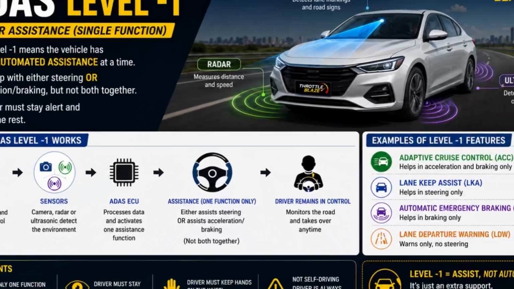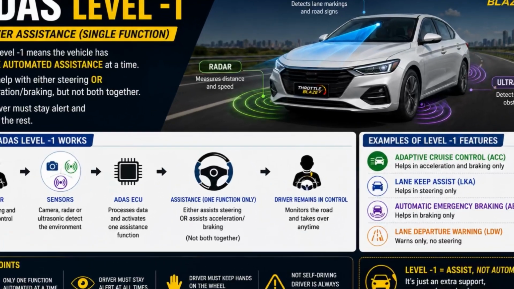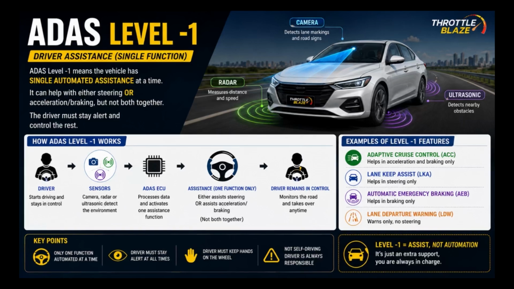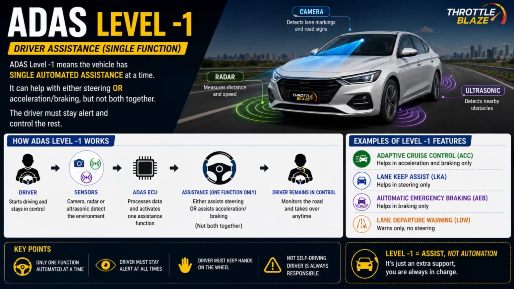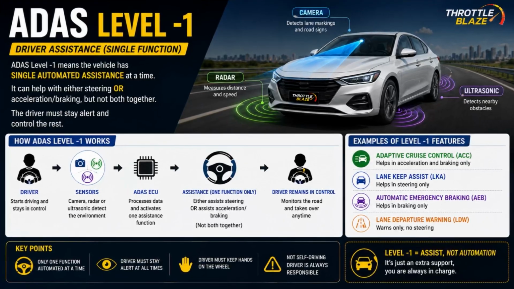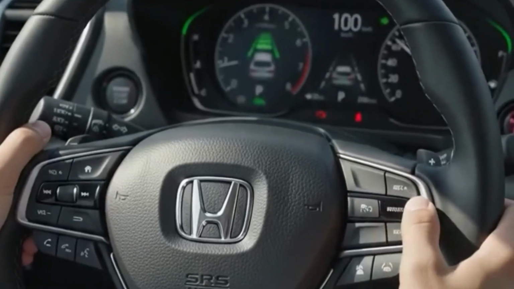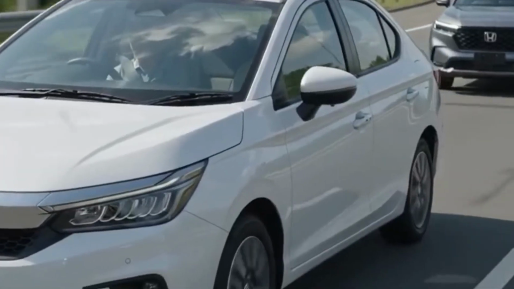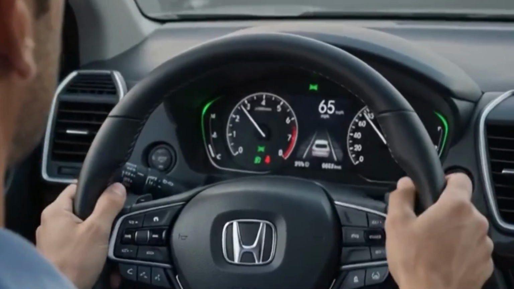Number 2. ADAS level 1. Driver assistance. At level 1, the vehicle does not control steering and acceleration together. It assists with only one function at a time. For example, lane departure warning only alerts you if you are leaving your lane. It doesn't steer the car back. Similarly, forward collision warning only gives a warning. Some level 1 systems like adaptive cruise control can control speed, while lane keep assist can provide steering support, but they don't work together as a combined driving system.